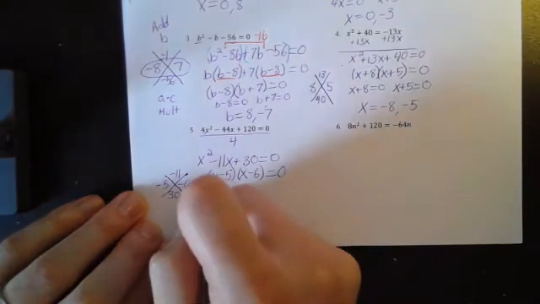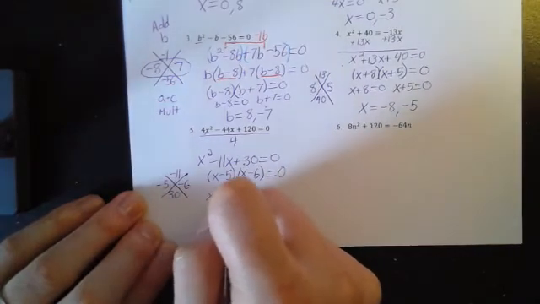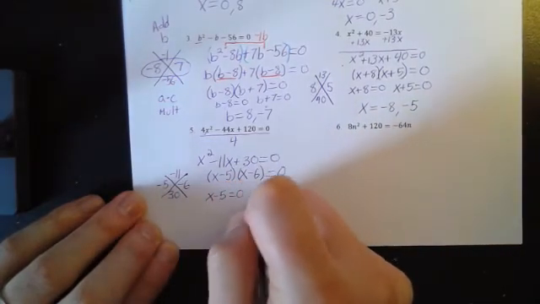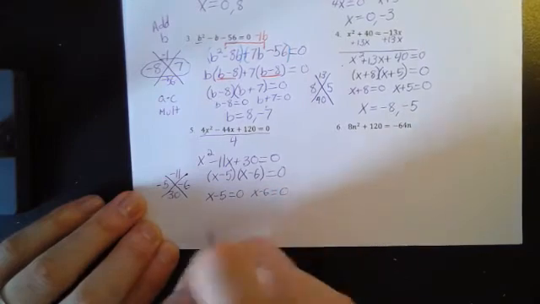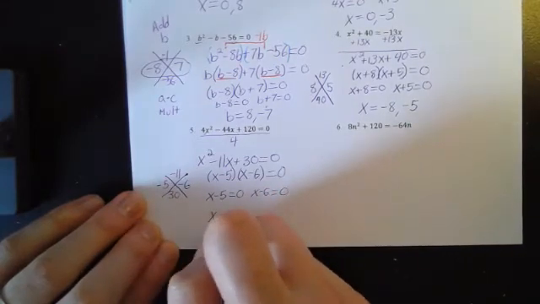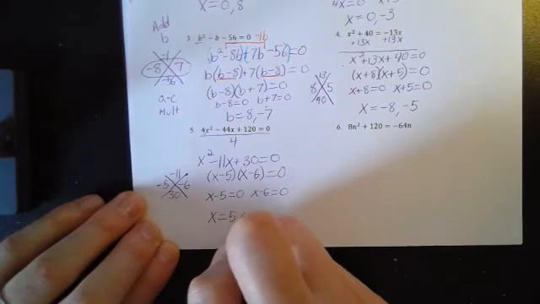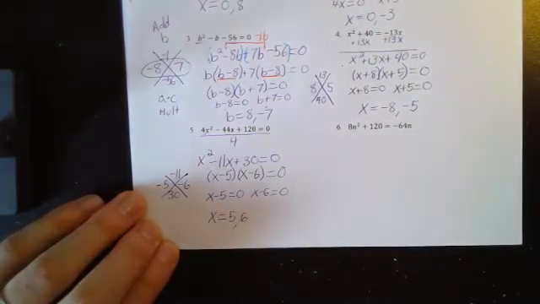Then using the zero product property, I have x minus 5 equals 0 and x minus 6 equals 0. So I get that x is equal to 5 or 6. All right, number 6 is the last one.